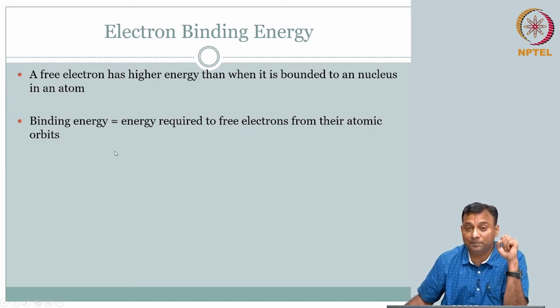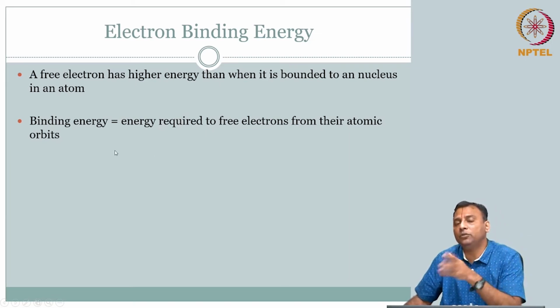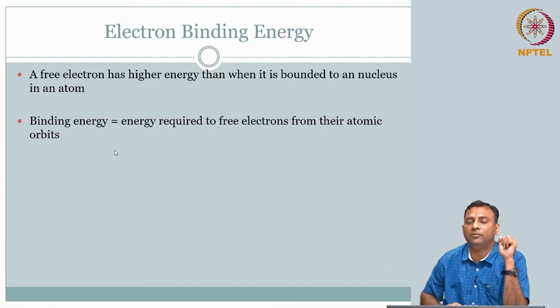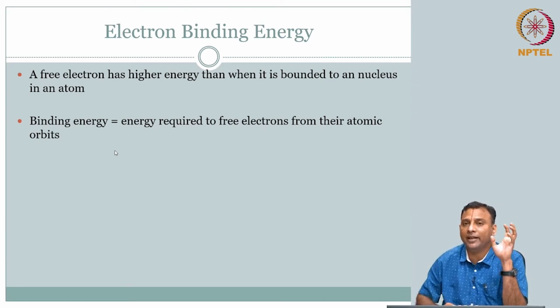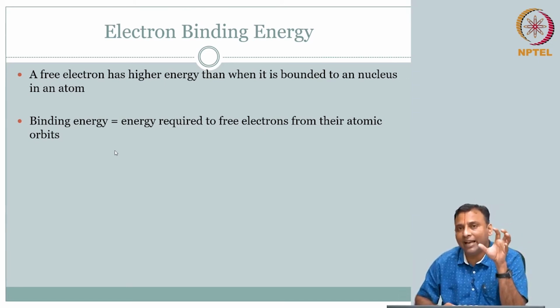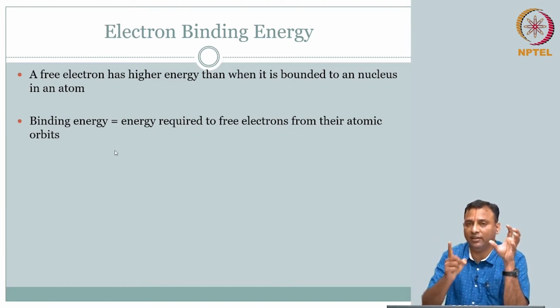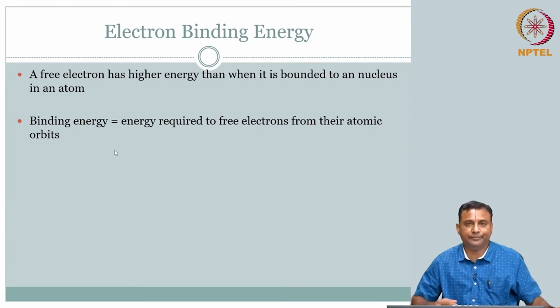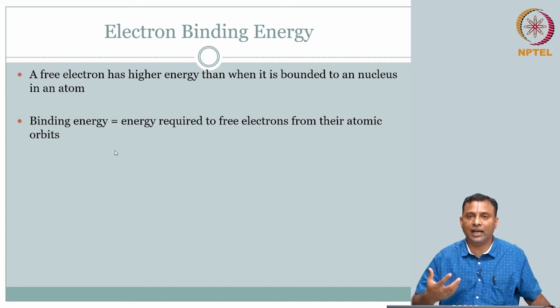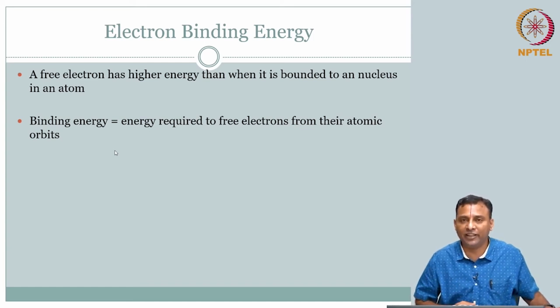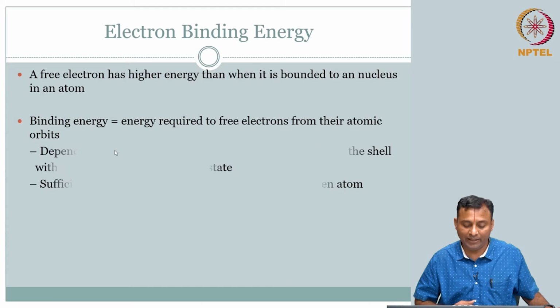So for a given atom, it might be easier to free the electron from the outer orbit. So the binding energy is not the same for all the electrons in the atom, even for a given atom. It depends on the shell. But for practical purposes in this course, because we have an application in mind, in our scale of the energies that we are talking about, we don't really care about that detail. We will be okay with the average energy.